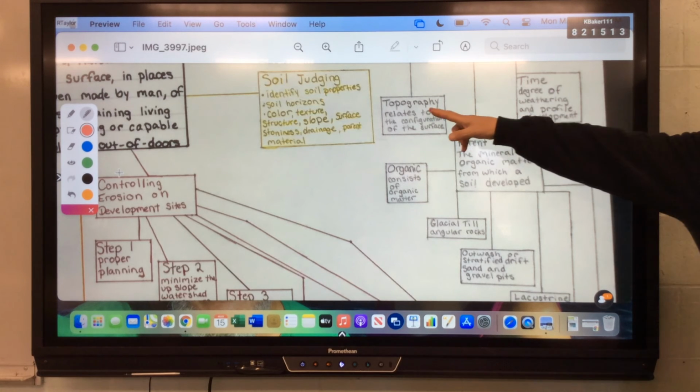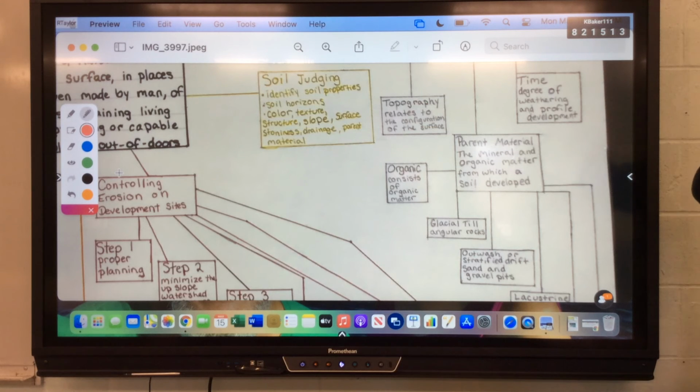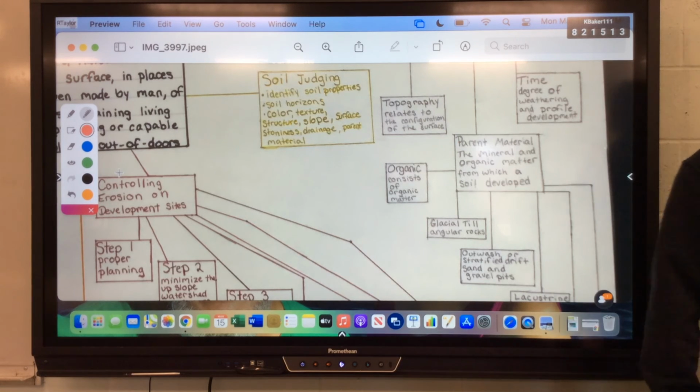So you on the top or the bottom of the hill, you on the north, south, east, or west of the hill. All of those things are topography, right? Think about a topographical map. Where are you on those topographical lines? That impacts your soil formation.